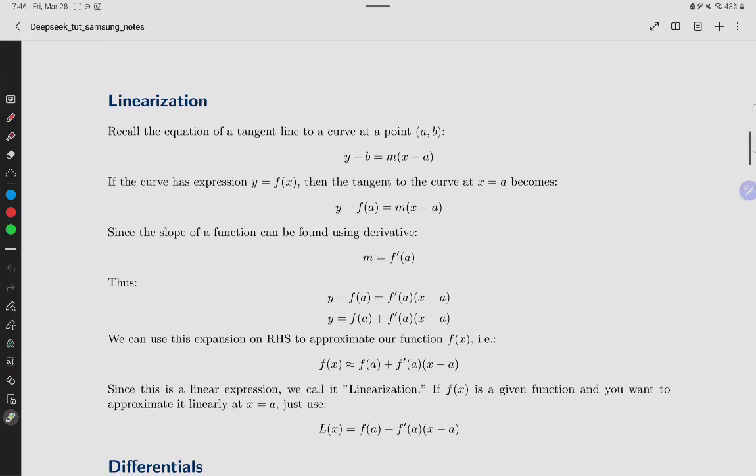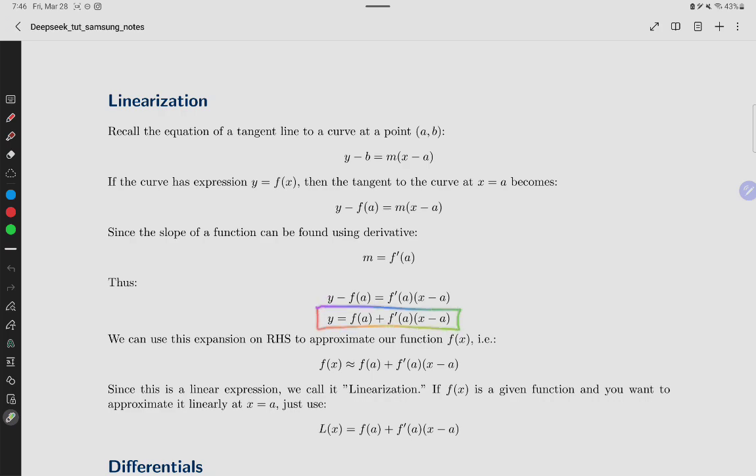Another thing that we have studied so far is that the slope is actually the gradient, and the gradient is given by the derivative. So slope is nothing but the derivative of a function at a particular point. Since we want to find the slope of this function at point A, the slope will be just the derivative of the function at point A. So we'll replace this m with f prime of a.